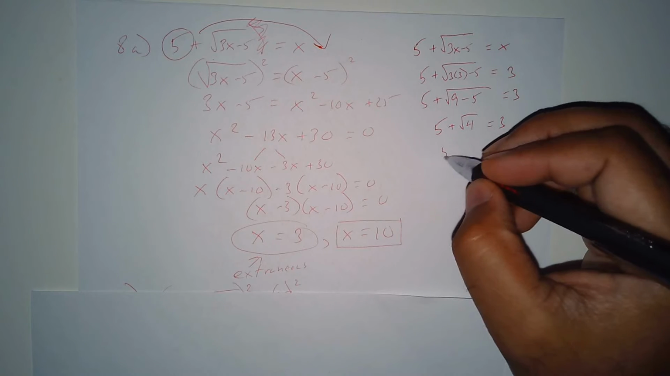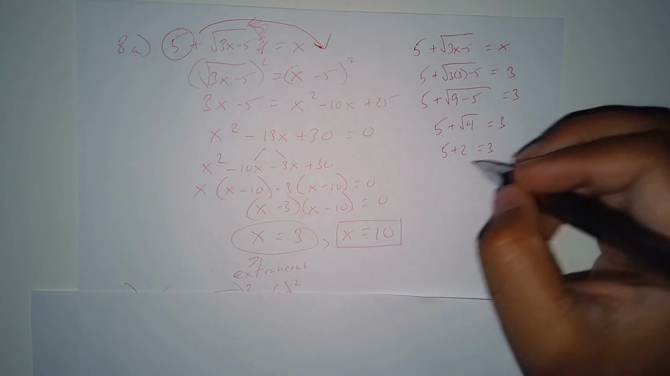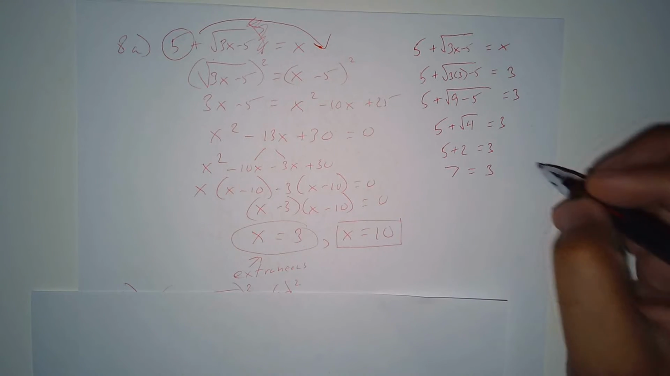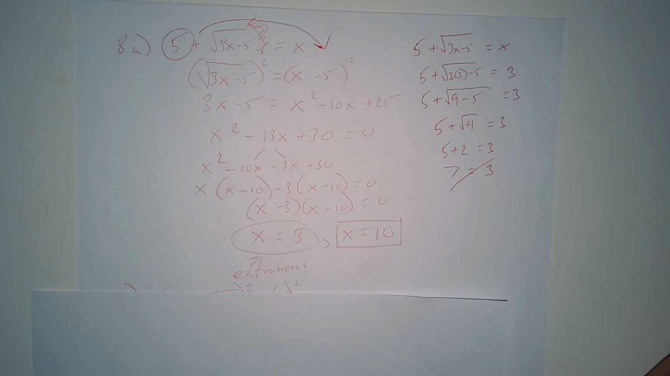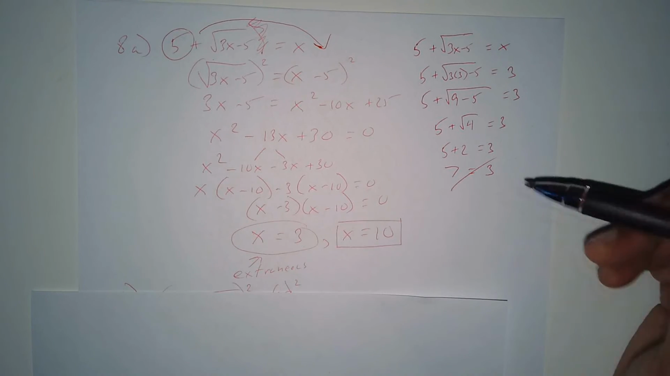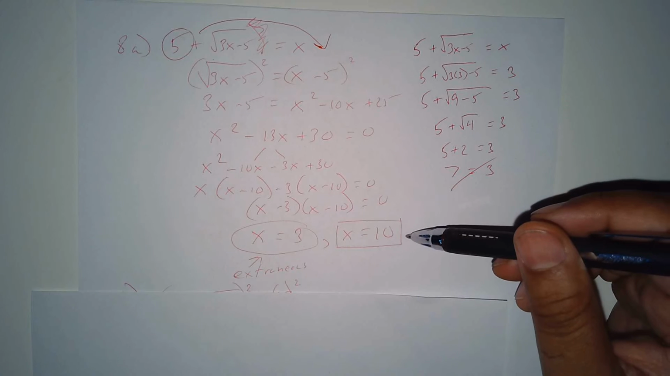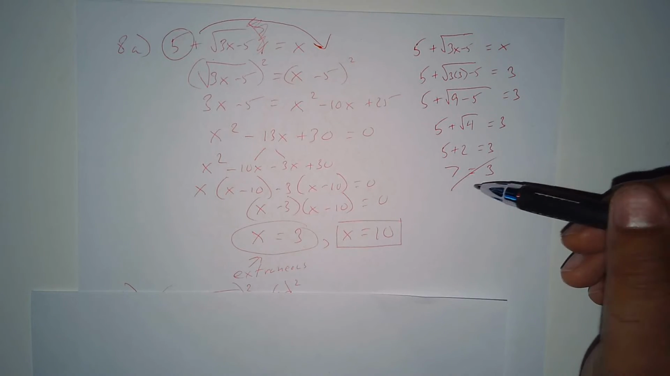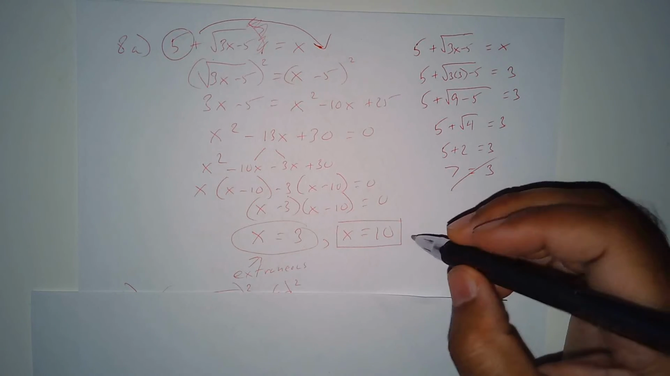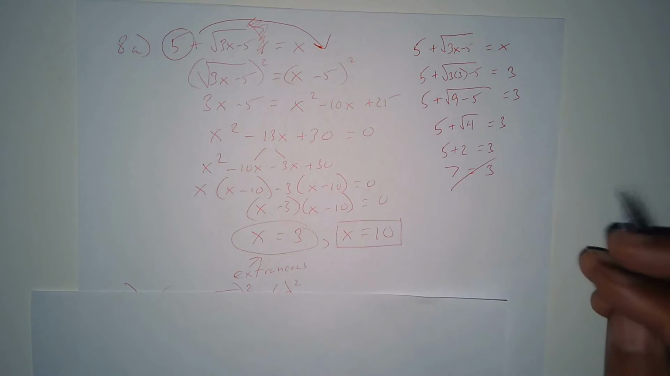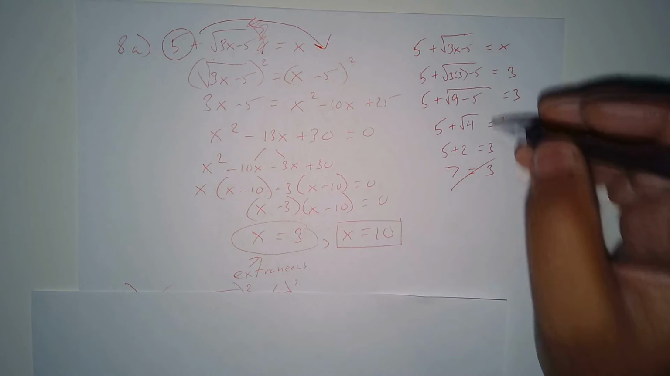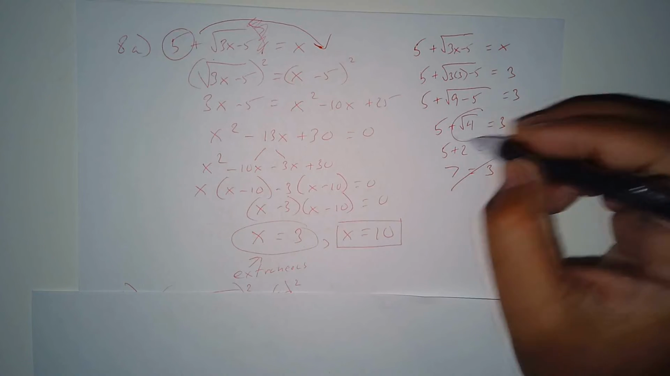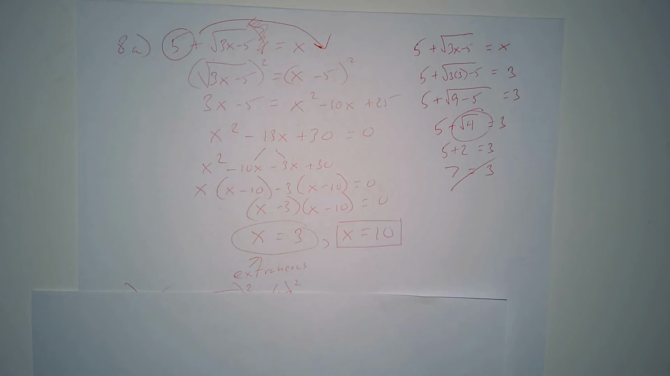So what you get here is 5 plus 2 equal to 3. So 7 equal to 3, right? That doesn't make any sense, so that's why this is an extraneous answer. You do the same thing with x equals 10, and you'll see that the left side equals the right side. So that's your answer. Again, this is what we mean by extraneous. You only allow for positive roots, positive square roots.